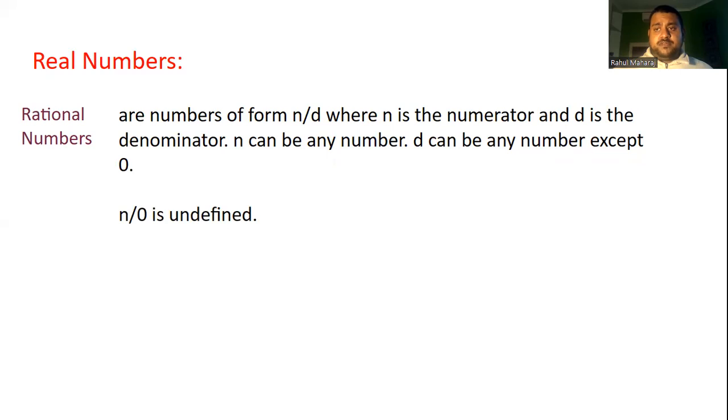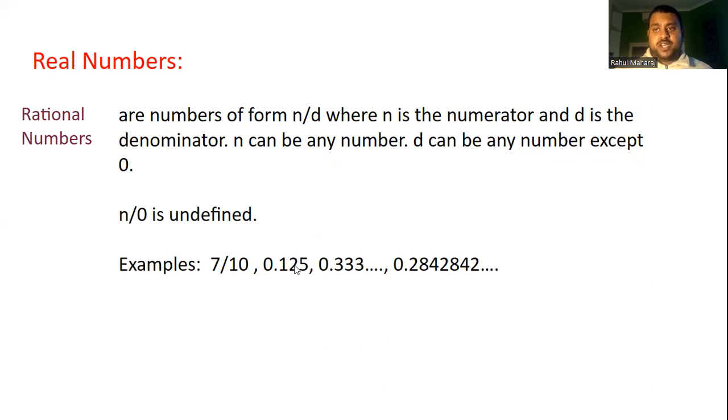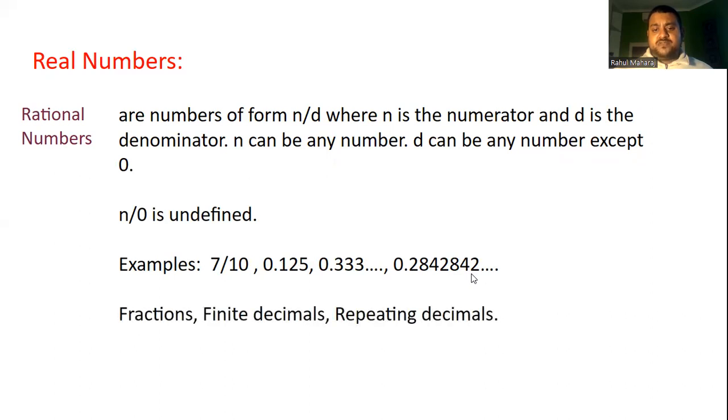And there are examples of rational numbers, such as 7 over 10, which is a fraction, or finite decimals like 0.125, 0.333 repeating. Then you have 0.284, 284, 284, which repeats. Those are all examples of rational numbers. So if you have fractions, finite decimals, or infinite repeating decimals, those count as rational numbers.